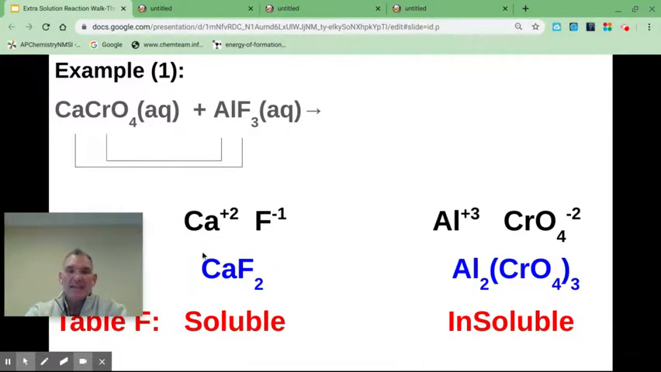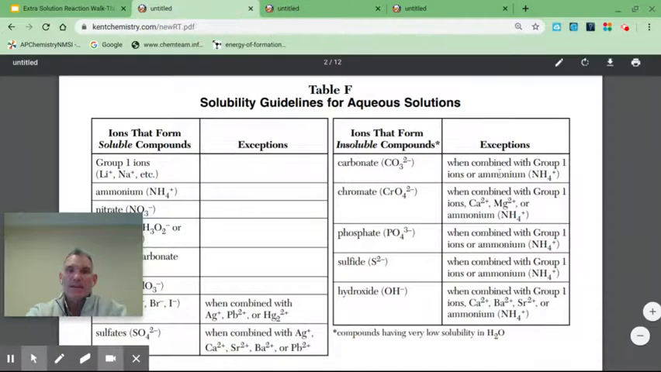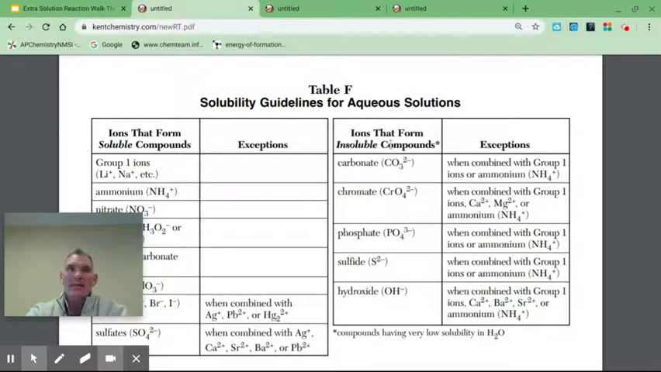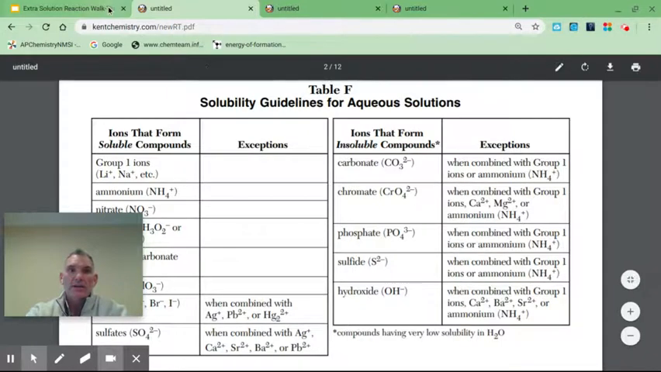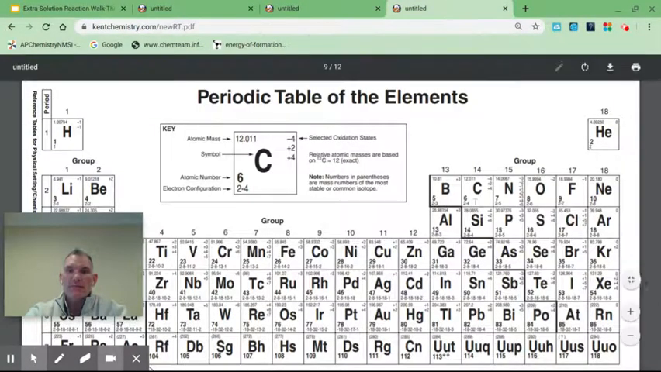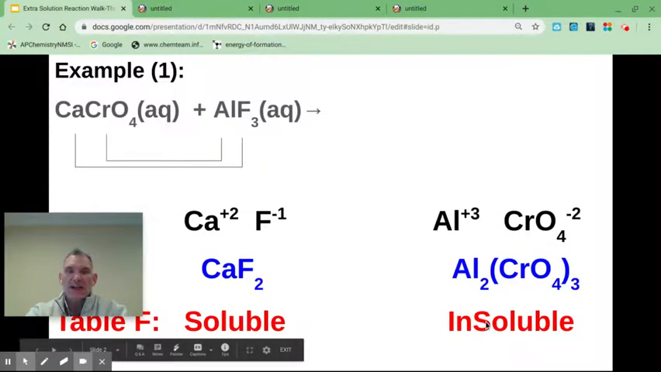I need to do the same thing for aluminum chromate. I go back to table F. Chromate is right here. And chromate is going to be insoluble except when it's with calcium, magnesium, and ammonium, or something from group 1. What we need to do is look at aluminum. Aluminum is not in group 1, and it's not one of my exceptions. So that means it's going to be insoluble. It stays the same. So now I'm going to put this all together.